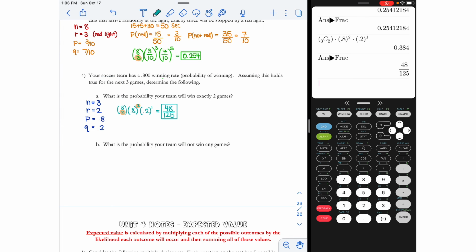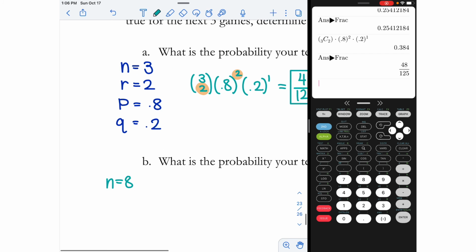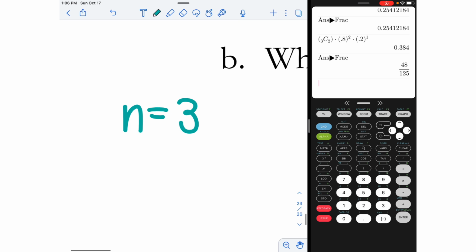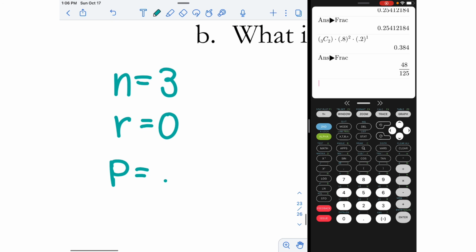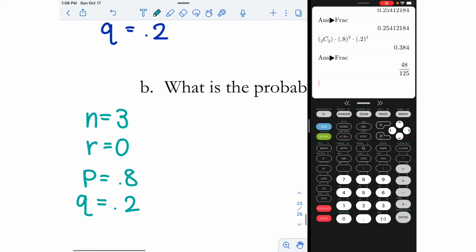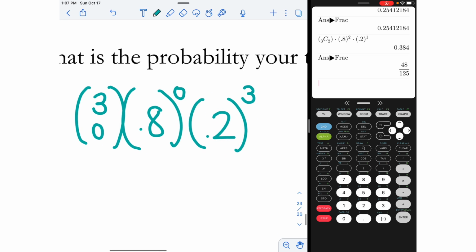What is the probability that your team will not win any games? All right, so there's 2 ways to think about this. We can think of the wins as a success still. So then there's 3 trials. But we don't want them to win any games. So the number of successes is actually going to be 0. But the probability that I win is still 0.8, and the probability that I lose is still 0.2. So this would be 3 choose 0 of 0.8 to the 0, 0.2 to the third.